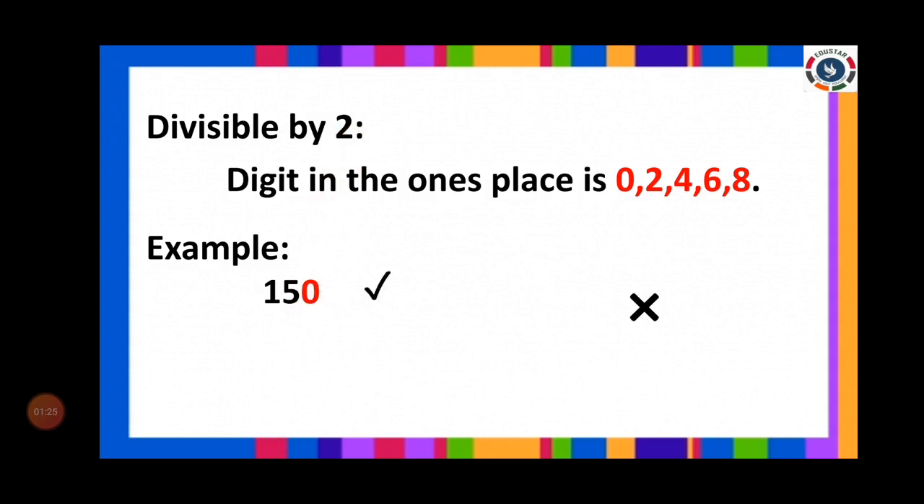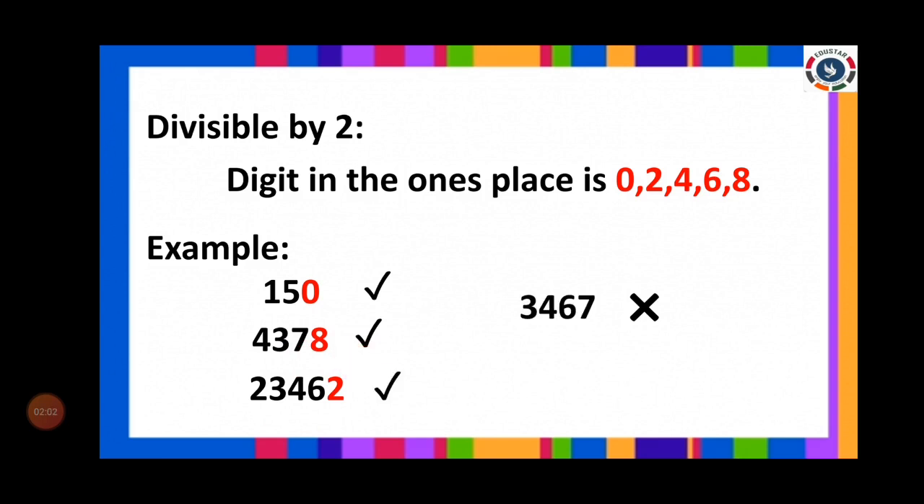And the next one, 4378. In the last ones place, what number is there? 8. So 8 is an even number. 0, 2, 4, 6, 8 are all even numbers. Even number means automatically you can select 2, so that number should be divisible by 2. The next example is 23,462. The last ones place has 2, so that is also divisible by 2.